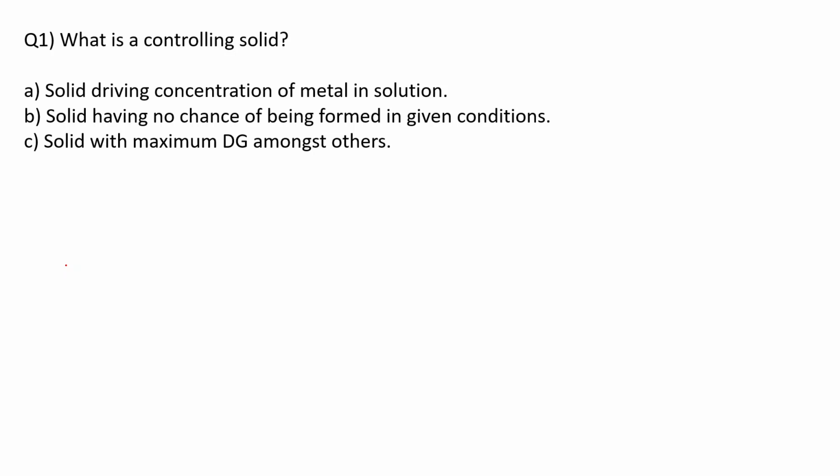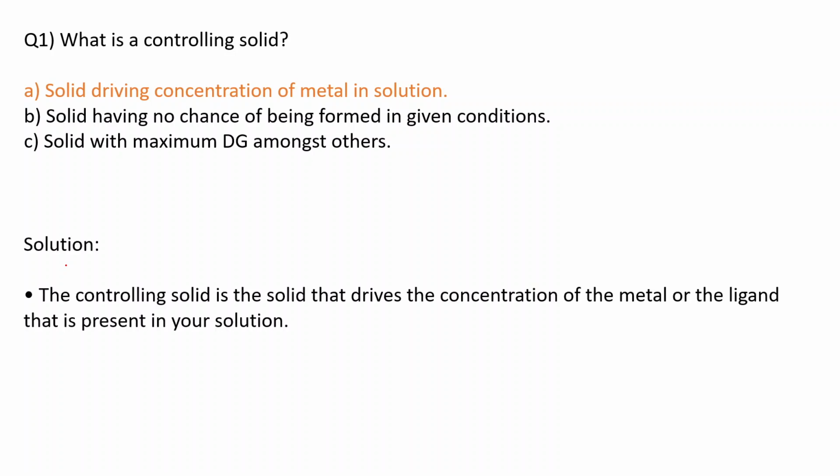So which is the controlling solid? The solid deriving the concentration of metal in solution, or for which there is no chance of being formed, a solid with maximum delta G amongst others. So the solution is the solid deriving the concentration of metal in solutions.